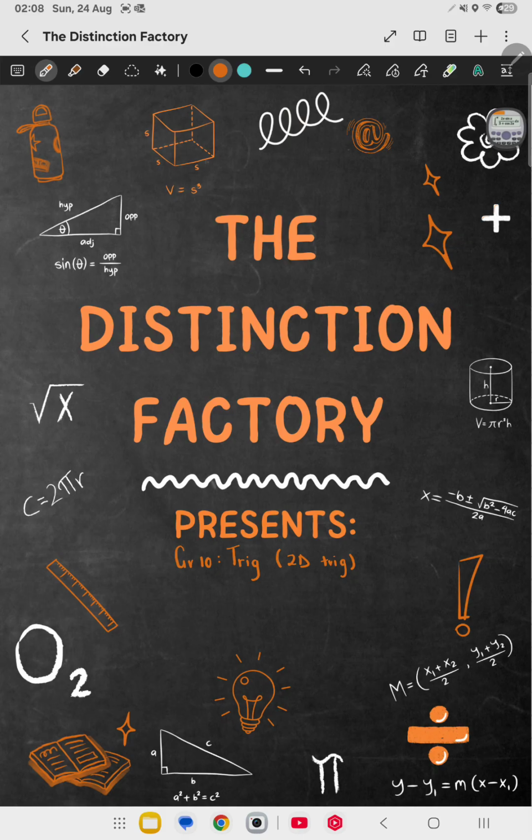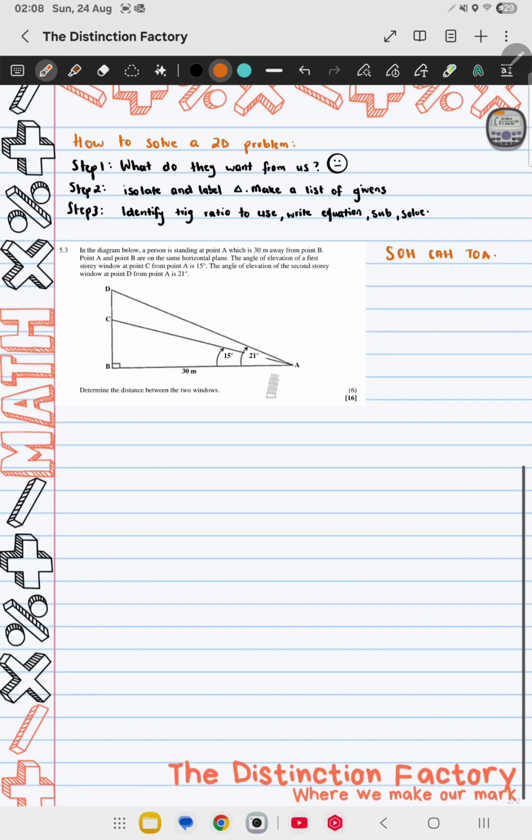And today we are going to be looking at grade 10 trigonometry and specifically the 2D trig part of things. So down here I have our 3 simple steps to follow in order to solve a 2D trig problem. The first step talks about what is it that they actually want from us? What do they want us to solve for?